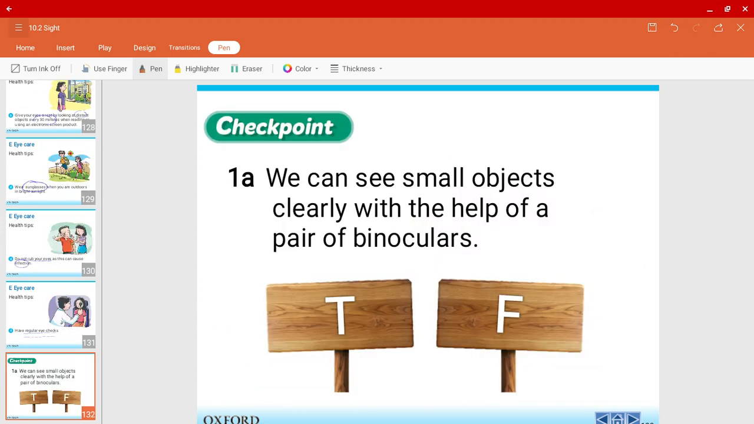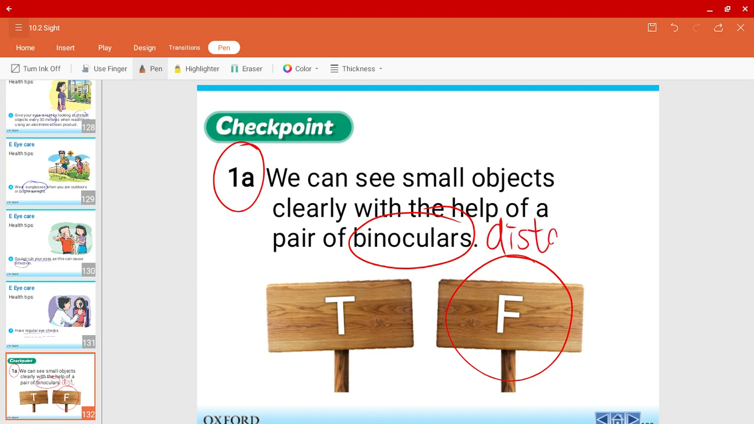So let's wrap up this part. These are the checkmark questions. Let's look at question 1A. We can see small objects clearly with the help of a pair of binoculars. Is that true? Of course not. That is false. Binoculars help us to look at distant objects or far away objects. So what instruments can help us look at small objects? Of course, you have the microscope and the hand lenses or magnifying glasses.